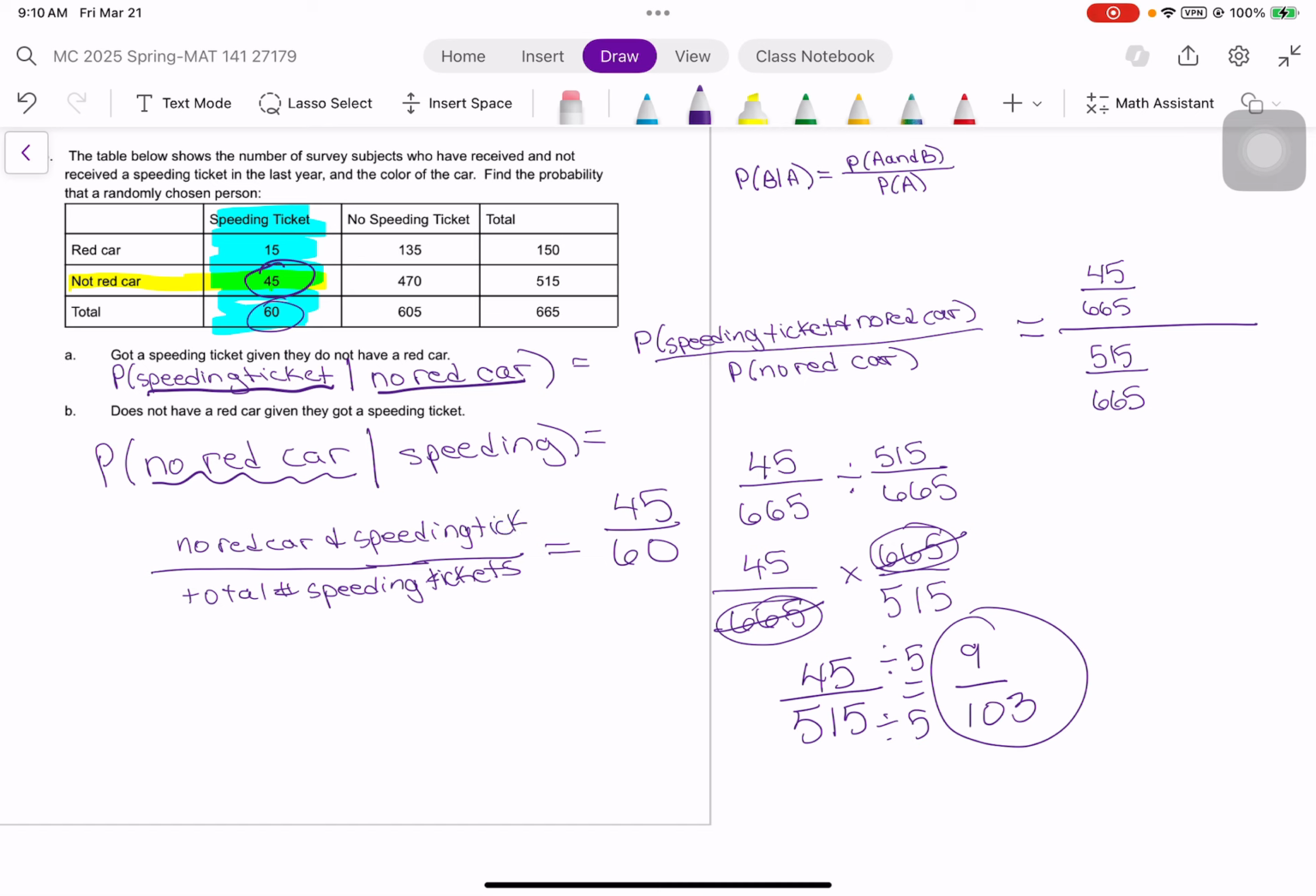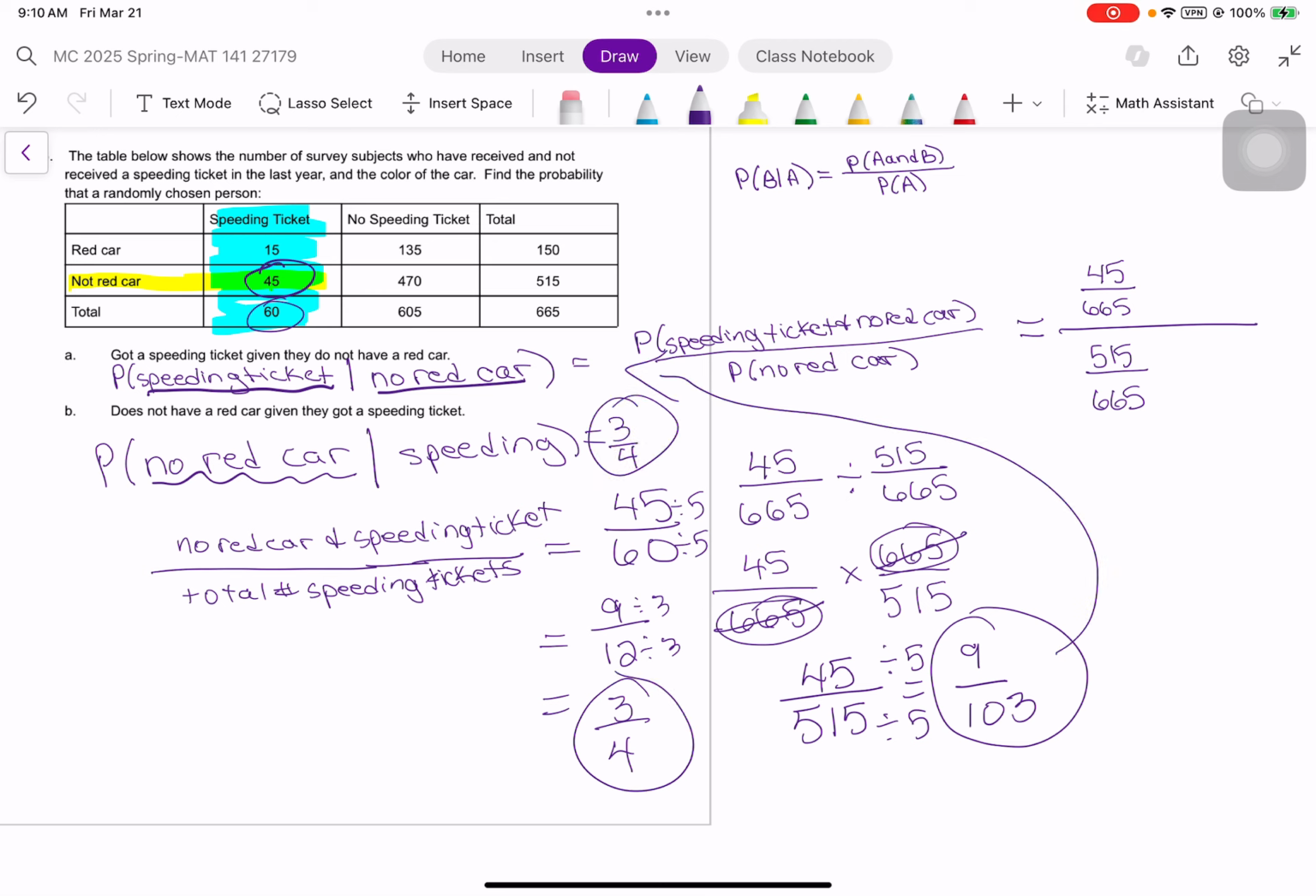Again, we'll want to simplify that fraction. 5 divides both of these. So 9 over 12. That simplifies again. 3 divides both of them. So 3 over 4. So part B is 3 over 4. Part A was that 9 over 103. I hope that helps you understand conditional probability a little bit more.